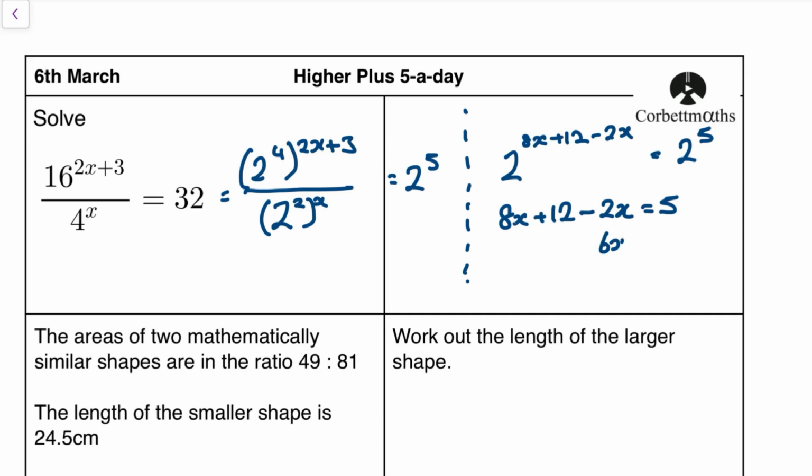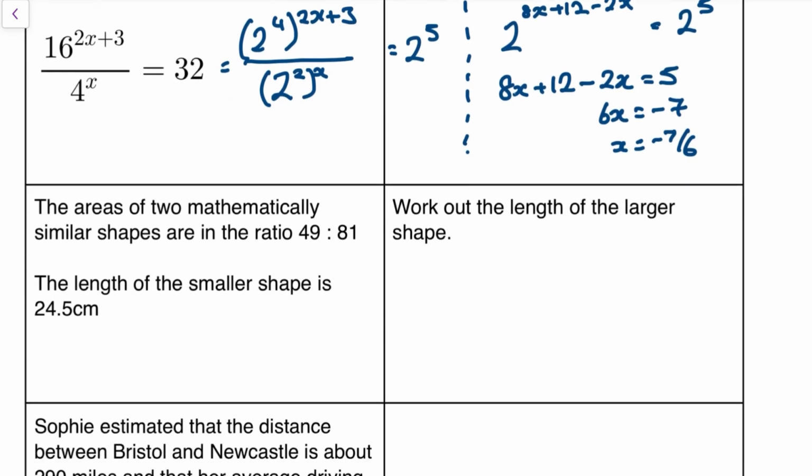8x minus 2x is 6x. 5 minus 12 is going to be minus 7, which means that x is equal to minus 7 over 6. And that is the first question done. Not too bad at all, actually.